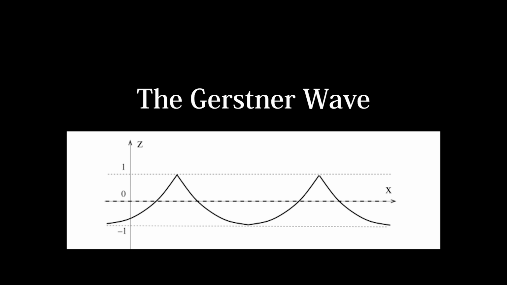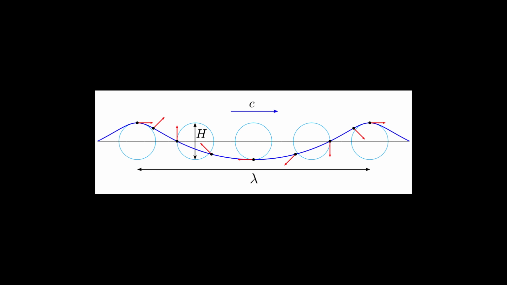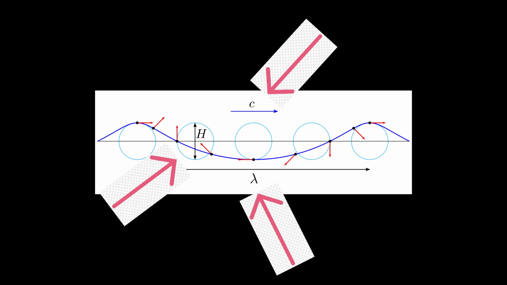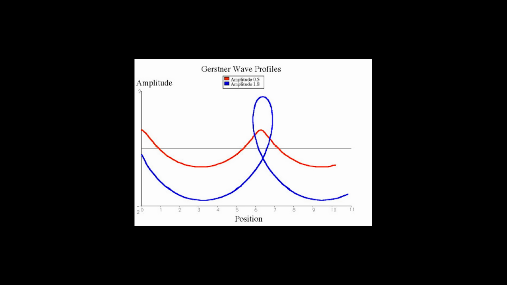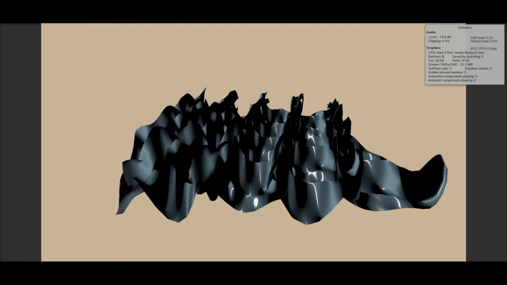The one you are probably most familiar with is the Gerstner wave, but I'm personally not a fan of them as they are really hard to work with. They're overly complicated and the parameters of the Gerstner wave are very finicky, meaning it's easy to create a wave that curls in on itself, which completely ruins the visuals.